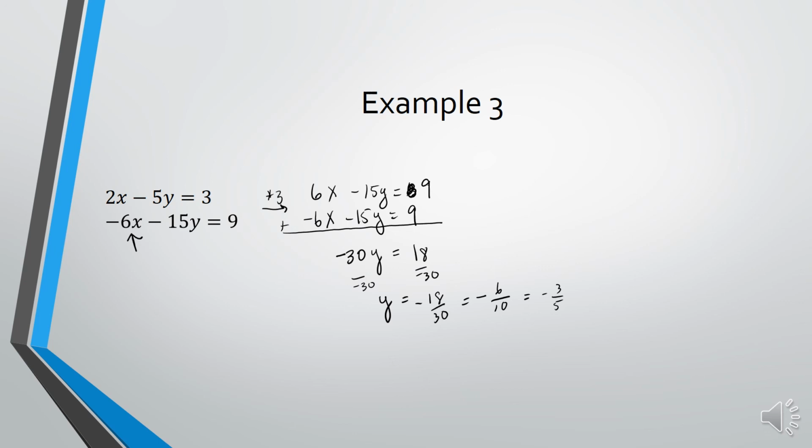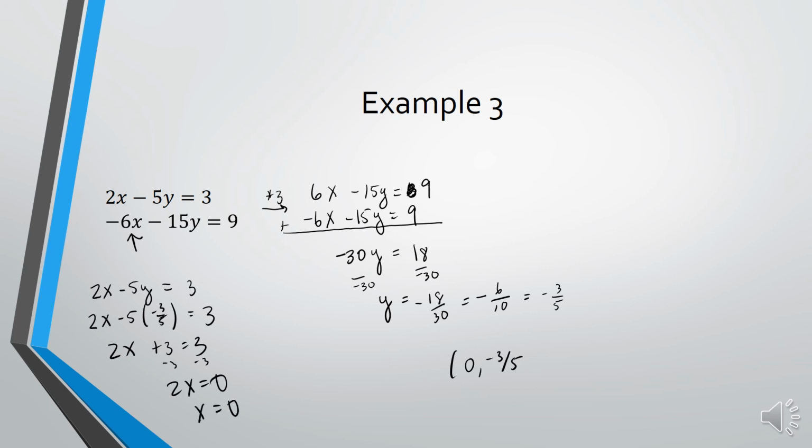Once I have y, I'll plug it into, looks like that first equation might be a little bit easier. So 2x minus 5y equals 3. And I'll plug in negative 3/5 for y. So 2x minus 5 times negative 3/5 equals 3. Negative 5 times negative 3/5 is a positive 3. So I'll subtract 3 from both sides and get 2x equals 0. So x equals 0. So my solution, 0, negative 3/5.